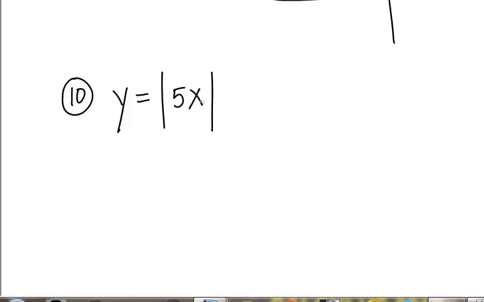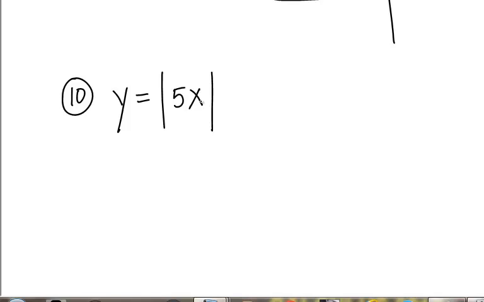Okay, we're getting to number 10. Now we're going to do the horizontal. Very similar to what we did up above. Now instead of putting the number on the outside, we're going to put the number on the inside. So let's do the 5 on the inside. Change your y sub 2 to be the absolute value of 5x. Graph it.